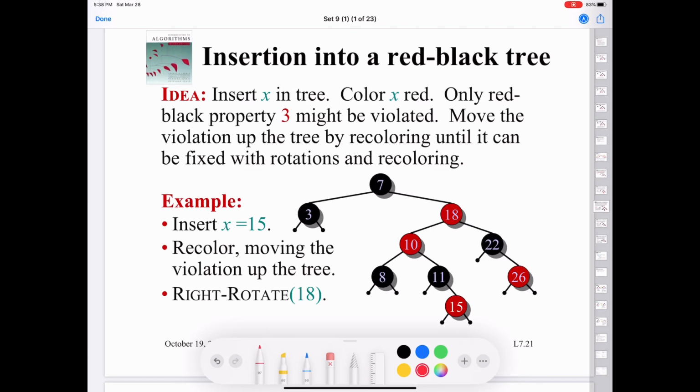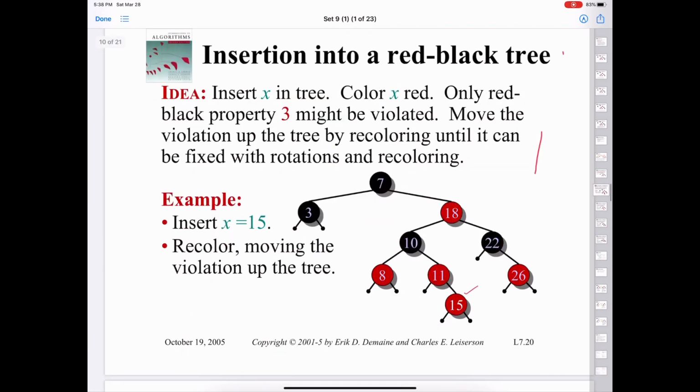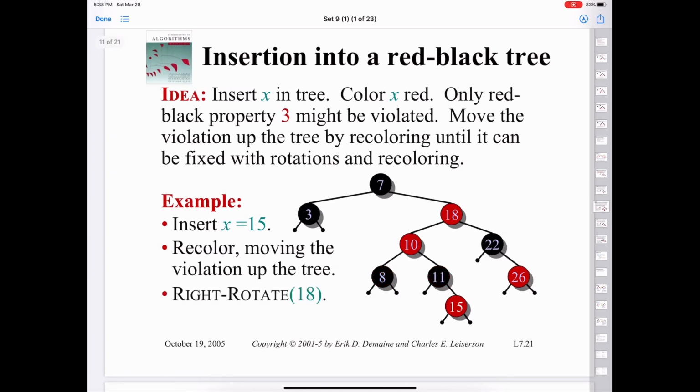So let's just go back one slide. What we see here is 15 is inserted and its parent 11 is red, and the other child of 10 is also red. When we recolor, we are going to recolor 11 to be black, 8 to be black, and make 10 red. So this is just a way of doing it. It's an ad hoc way.